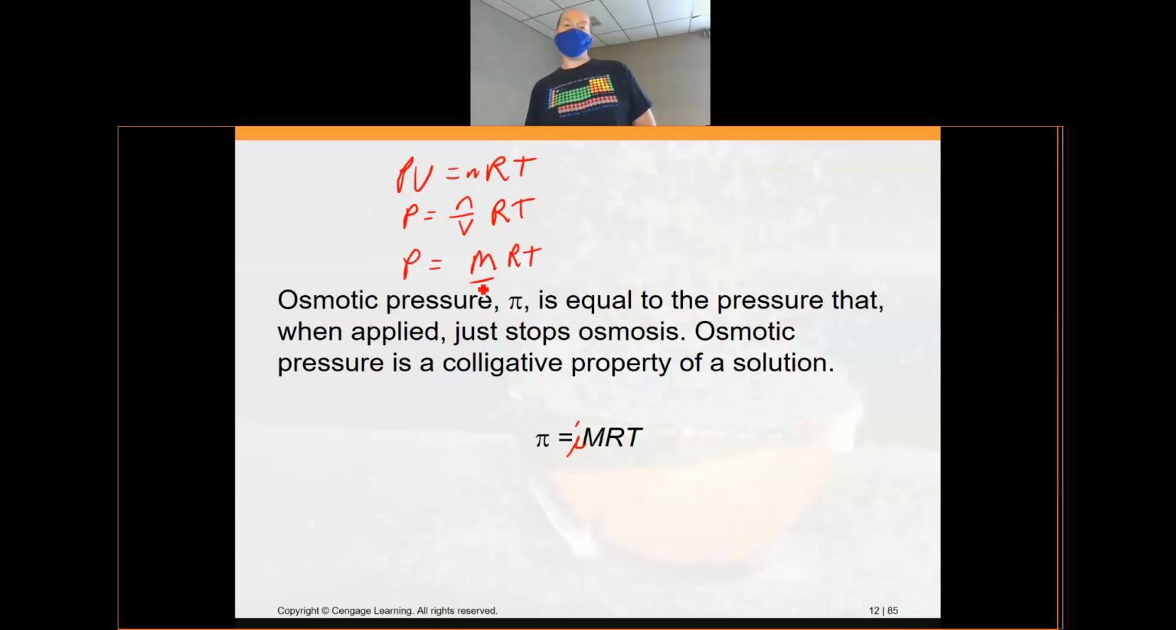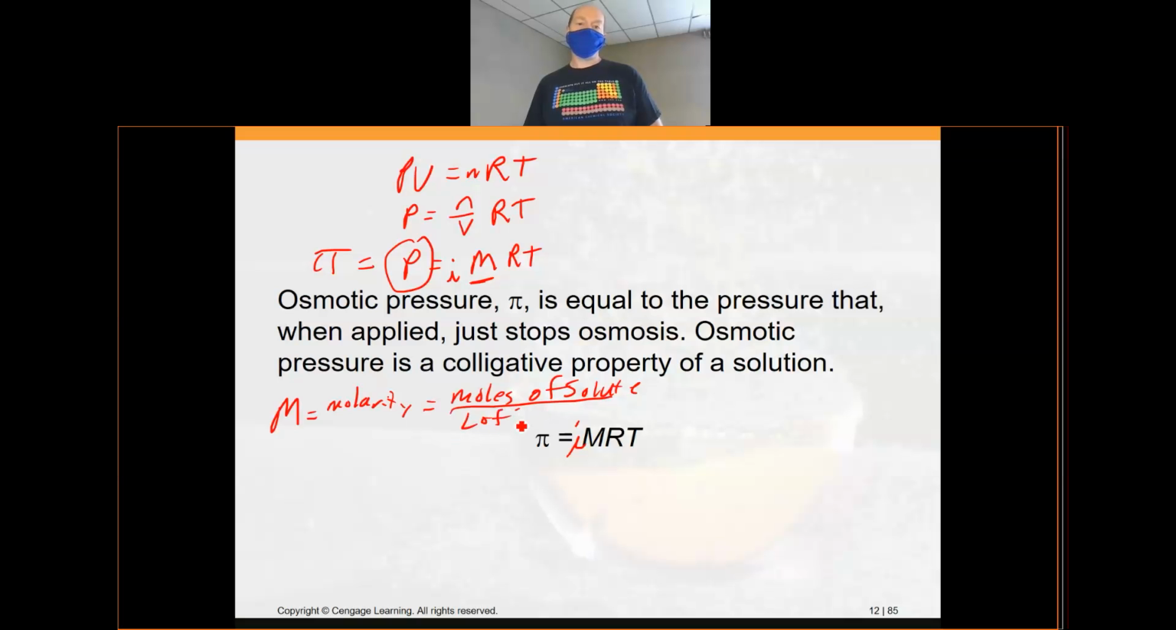Now, once you have molarity, it has to be a solution. And so again, with all of these, you need the i value to go in there as well. Now instead of calling it P, we call it pi. So we now know what everything is. M is our molarity, and remember, that's moles of solute per liter of solution.